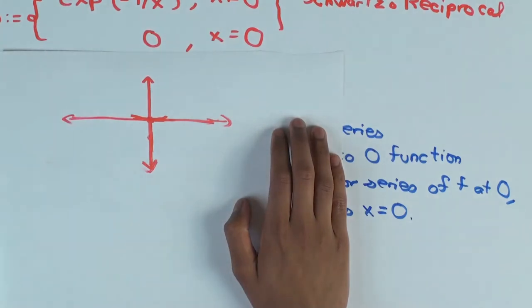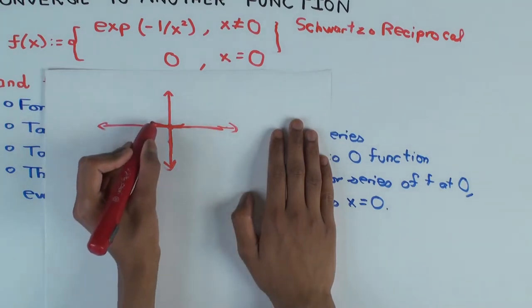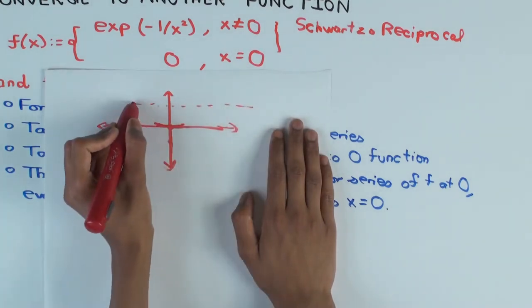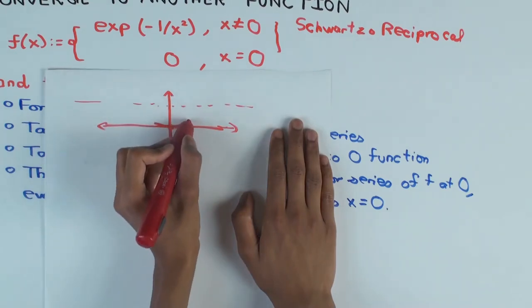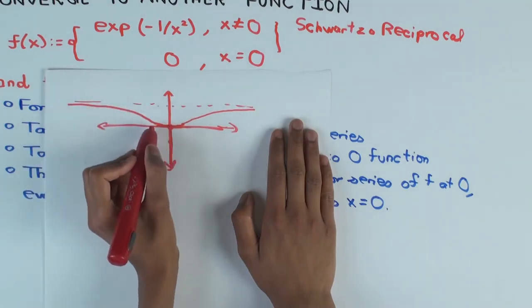And what happens far away from zero, as x approaches infinity? Let's see. So e to the minus one over x squared approaches one. Either way, approaching infinity or minus infinity, you'll get that it approaches one. And it's symmetric, so here's the picture. But the point is, near zero, it looks very flat.